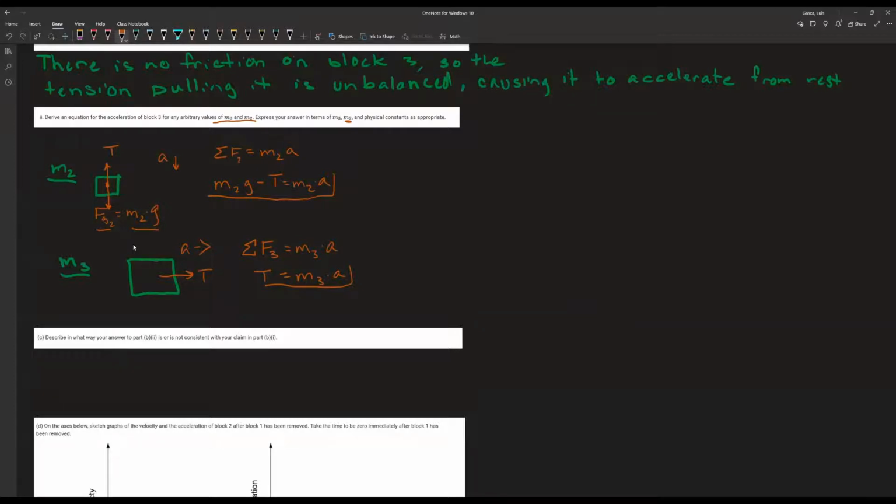So we may be a little stuck. It's like, well, what do we do here? How do we get the acceleration of block 3? Well, the important thing to recognize is that for this system, the system is going to accelerate together. M2 and M3 have the same acceleration.